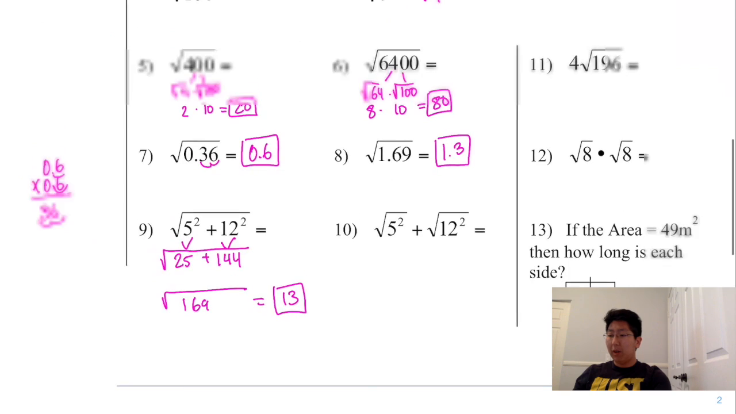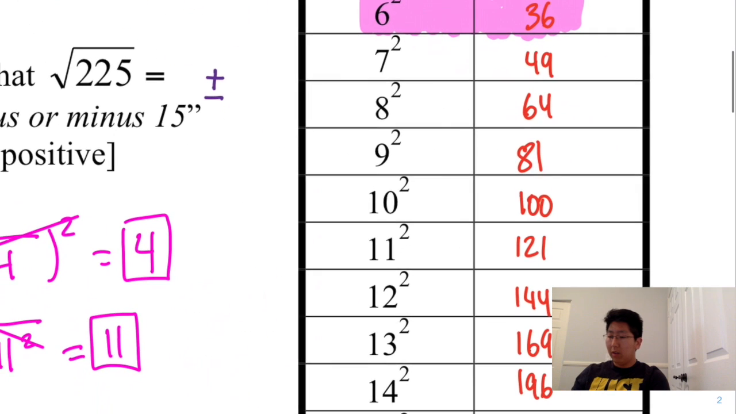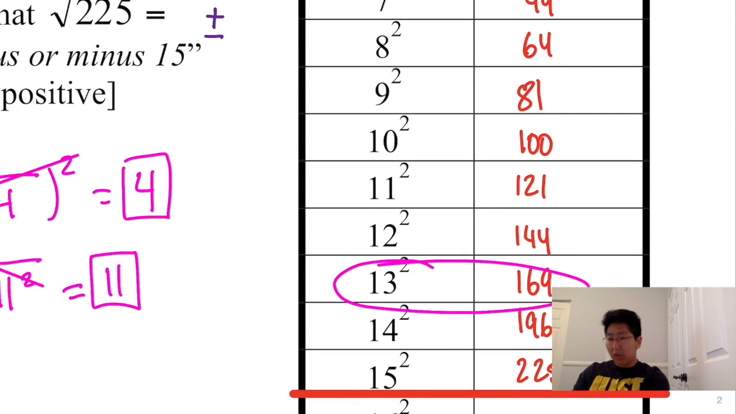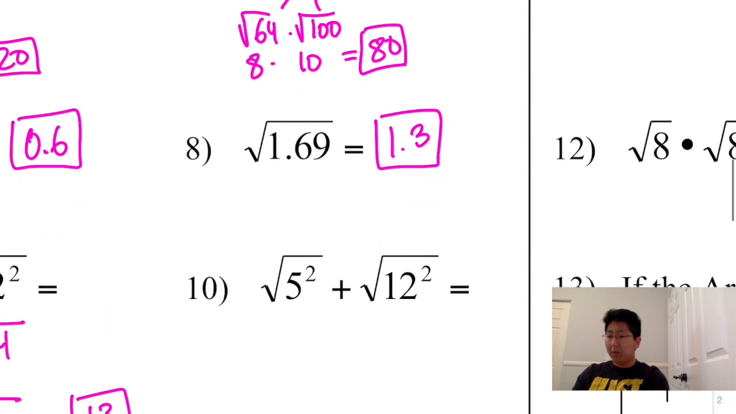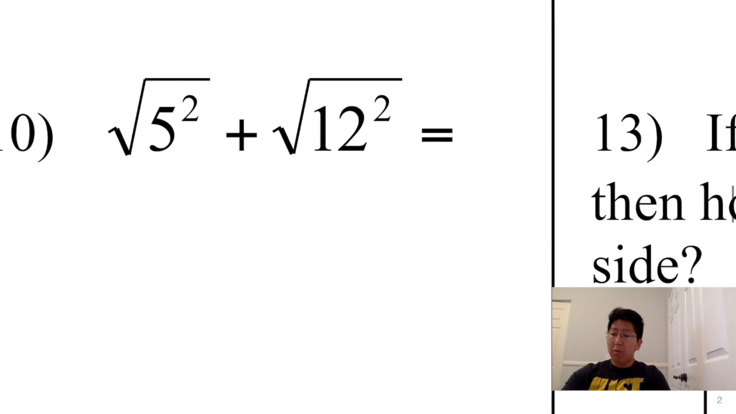How do I know that? I could look at the table. It's right there. We just did that right here. Remember, square rooting and squaring cancel each other out. So, bye-bye. This is going to be 5 plus 12, and the answer is 17.